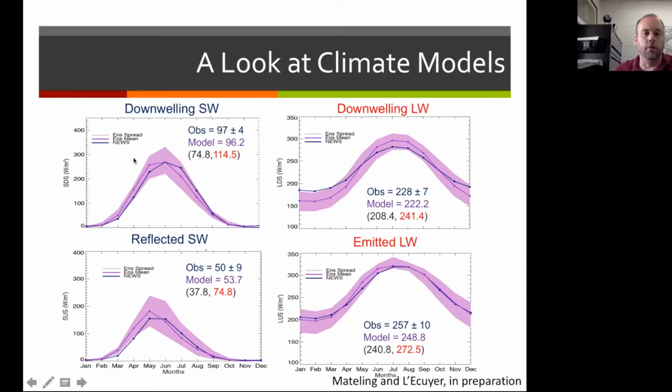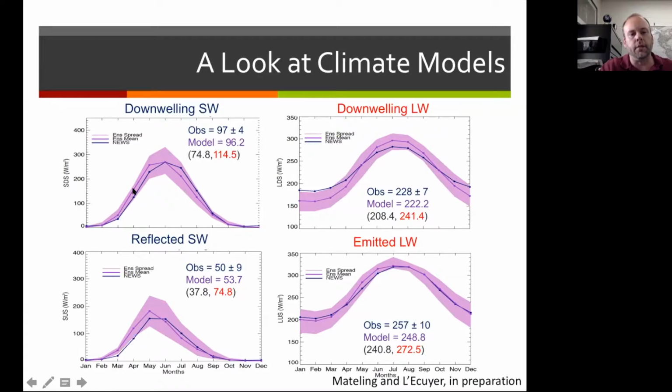Okay, moving on to looking at climate models then. We've done a similar analysis, and this is work that a former student of mine, who's now a researcher in my group, Marion Maitling, has done, and we're getting ready to write up. This is a comparison of the NEWS estimates, the NASA Energy and Water Cycle Study, versus the CMIP5 models. Now I'm showing both downwelling and upwelling, longwave and shortwave, but only at the surface, just to give you an idea of where the climate models lie on this whole spectrum.